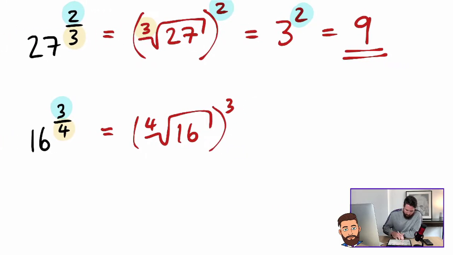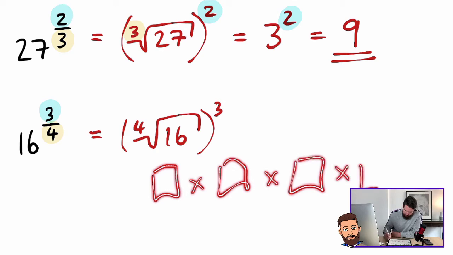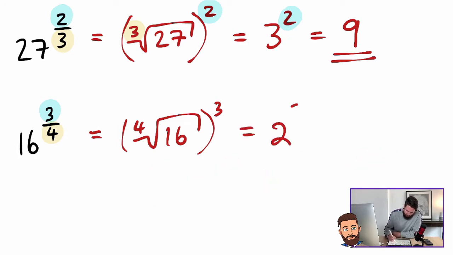So what is the 4th root of 16? Again, logic, you can work it out. What do I times 4 times by itself to get 16? Well, we've looked at it before, it's 2. And so we're going to do 2 to the power 3.